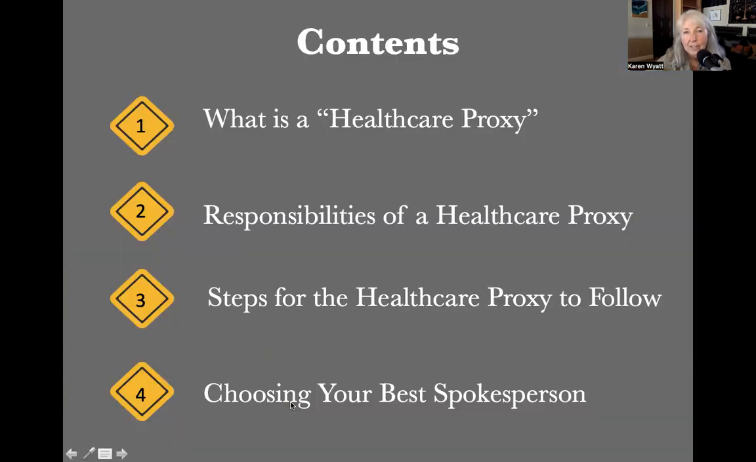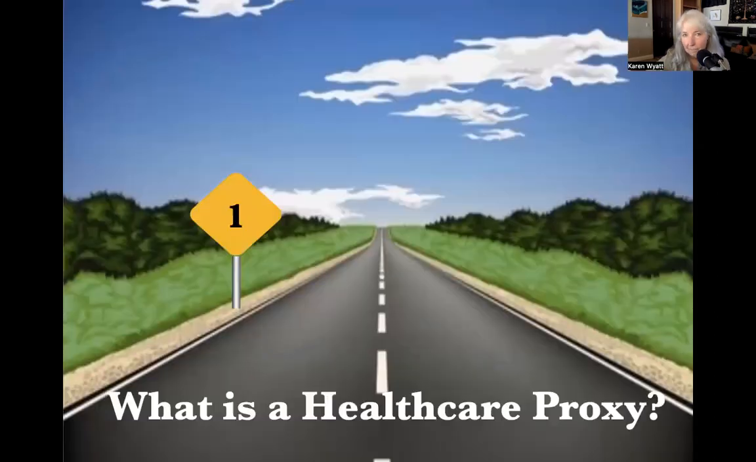So we're going to look at what is a healthcare proxy, the responsibilities of a healthcare proxy, steps the proxy needs to follow in order to help you and represent you, and then finally choosing your best spokesperson.